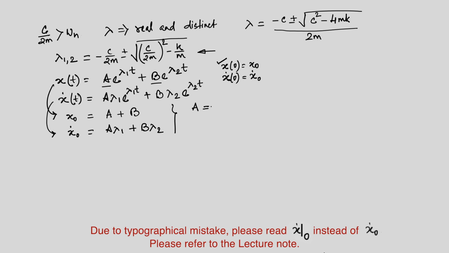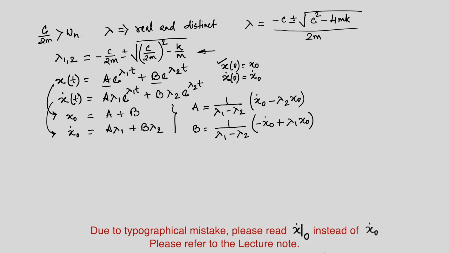So, it will be a equal to 1 by lambda 1 minus lambda 2 within bracket, and b will be equal to 1 by lambda 1 minus lambda 2, then within bracket minus x naught dot plus lambda 1 x naught.